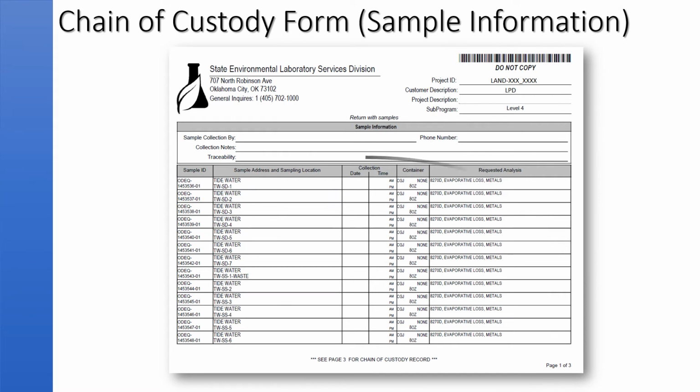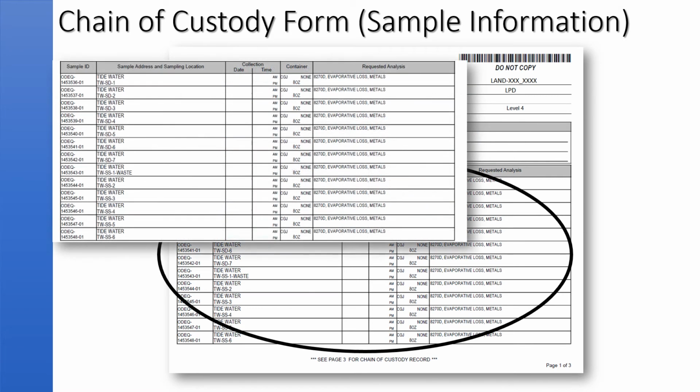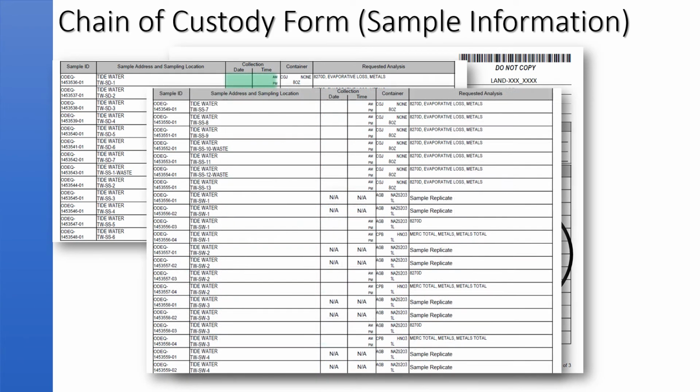As you collect the samples, fill in a line for each container you collect. The sample IDs, containers, and tests will already be completed. After you collect your sample, fill in the date and time and circle AM or PM.